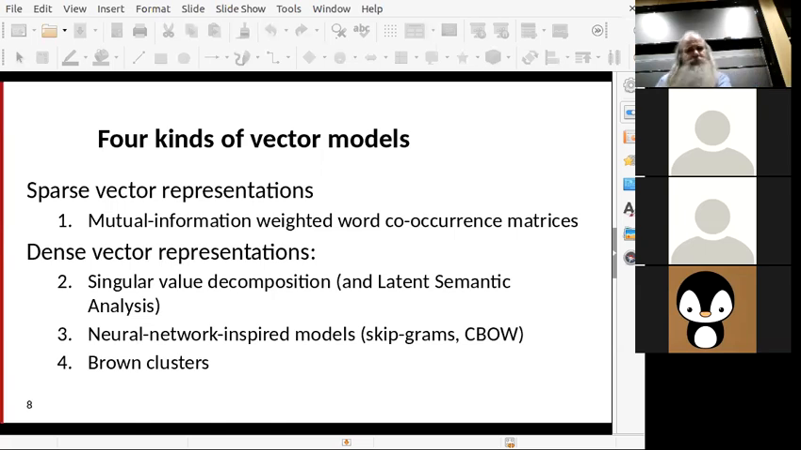Or we could do something like Brown clustering. Remember, we talked about Brown clustering when we were talking about part of speech tagging a couple of weeks ago. And we could use Brown clustering to try to get a representation that's denser than if we just say, let's look at all the words in the context and have zeros and ones for everything.